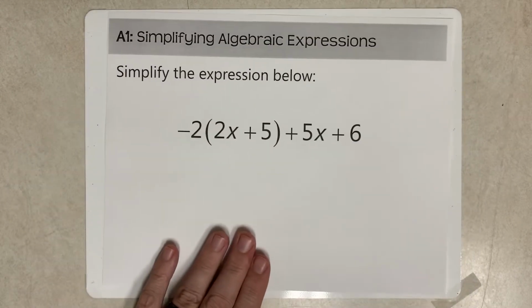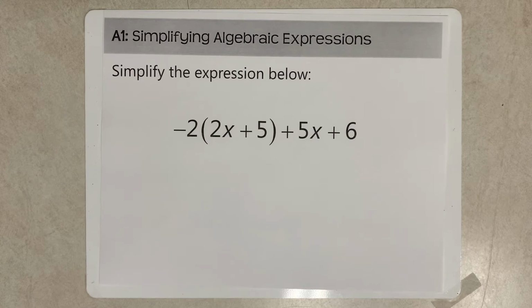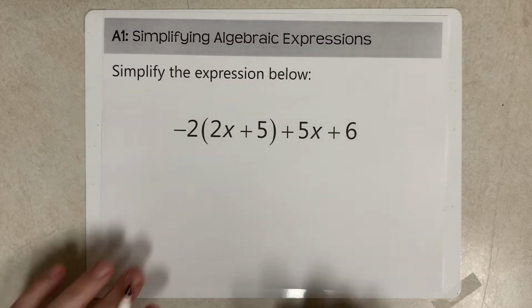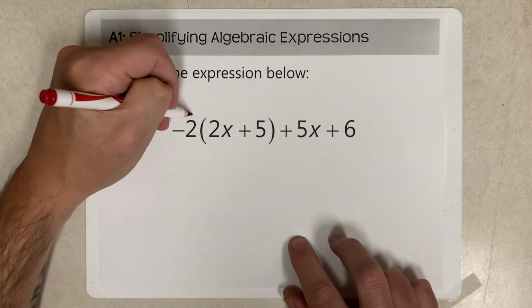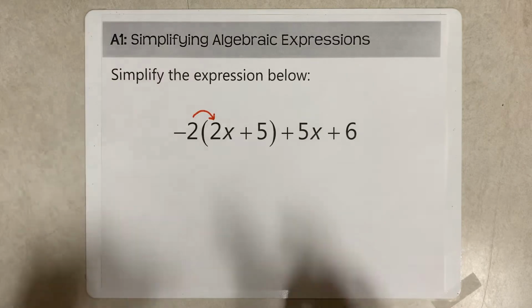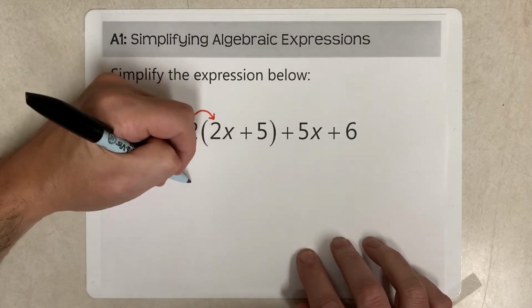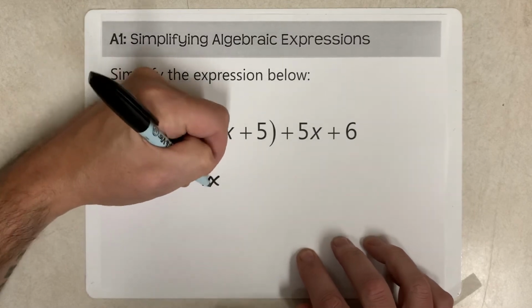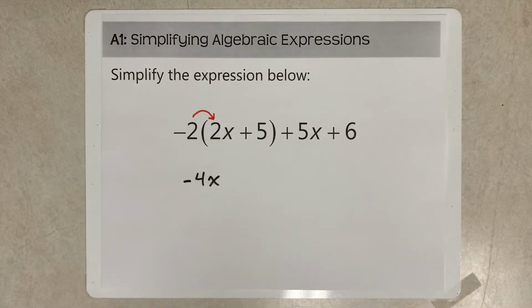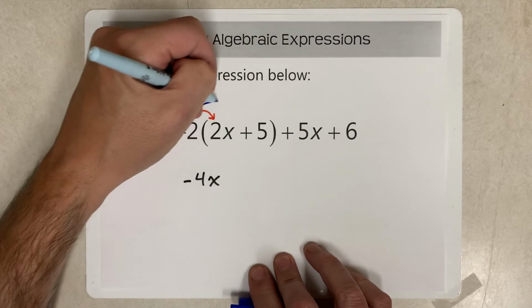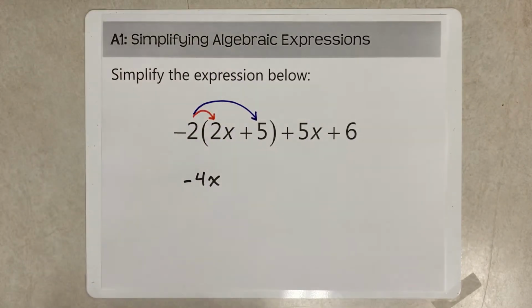Now these are going to get progressively more complicated, and that's okay, because that's what it should do. Okay, so this time we got some parentheses, and we know that that's the first thing we have to deal with. And so we're going to have to distribute this guy first. So negative 2 times 2x would be a negative 4x. Then we have a negative 2 times a positive 5, and that would be negative 10.